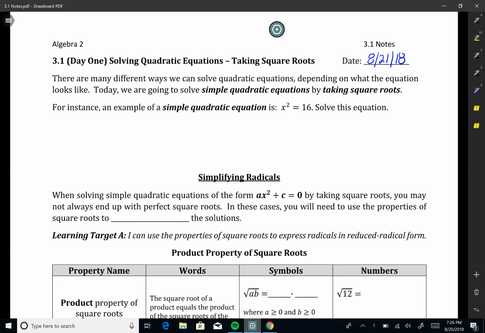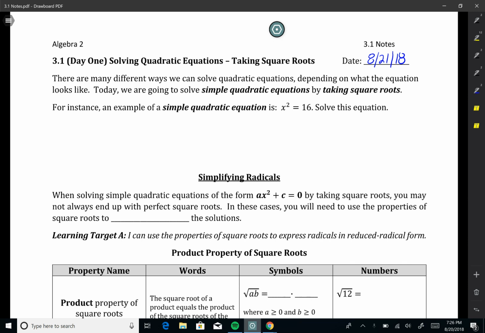Hi guys, welcome to 3.1 where we're going to eventually be solving quadratic equations by taking square roots. Now, we have solved quadratic equations by factoring, and now we're going to move on to a type that we can solve by taking square roots. They're called simple quadratic equations.